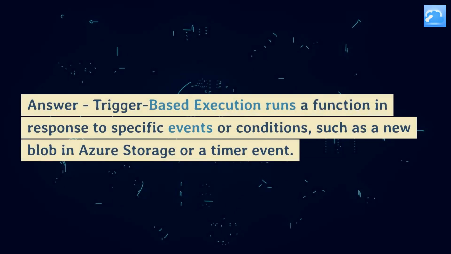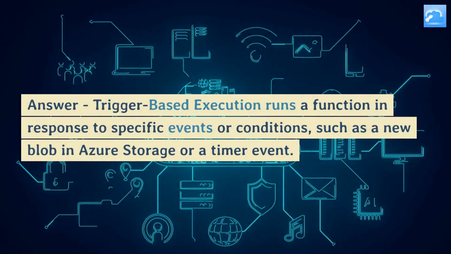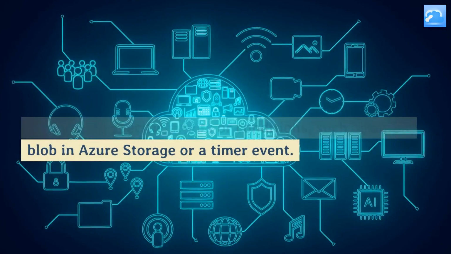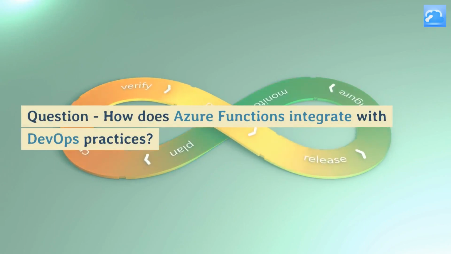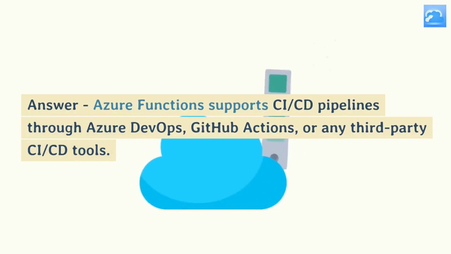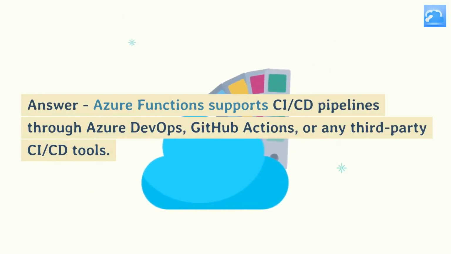Answer: trigger-based execution runs a function in response to specific events or conditions, such as a new blob in Azure Storage or a timer event. Question: how does Azure Functions integrate with DevOps practices? Answer: Azure Functions supports CI/CD pipelines through Azure DevOps, GitHub Actions, or any third-party CI/CD tools.